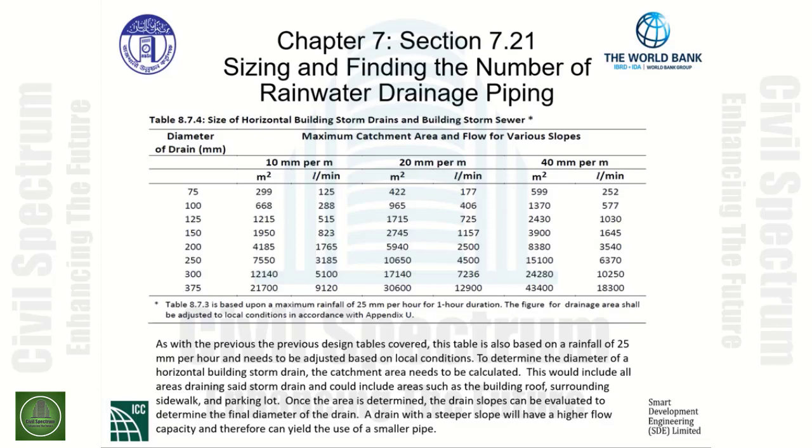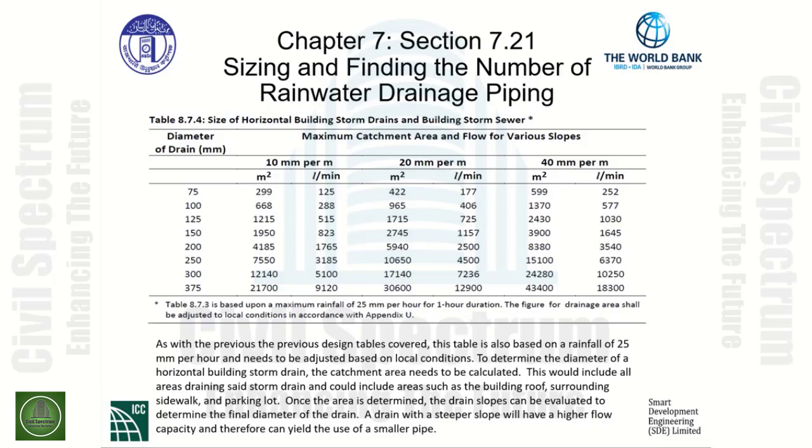Again, remember that this table is based upon a maximum rainfall of 25 millimeters per hour for a 1 hour duration. As with the previous design tables covered, this table also is based on a 25 millimeter per hour rain and needs to be adjusted based on local conditions.